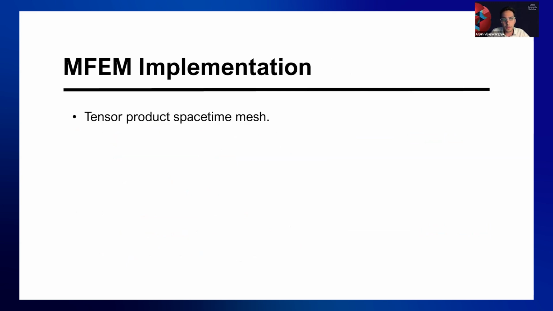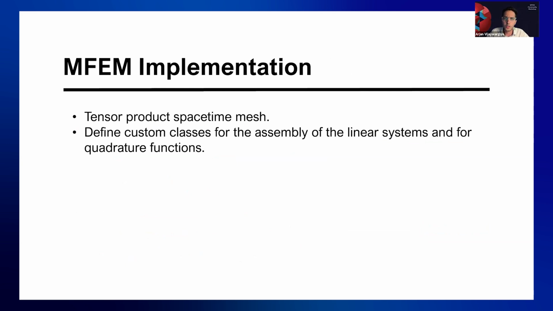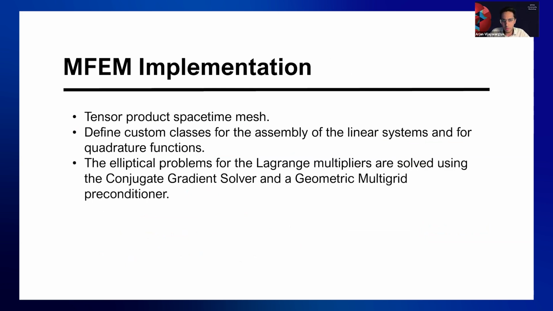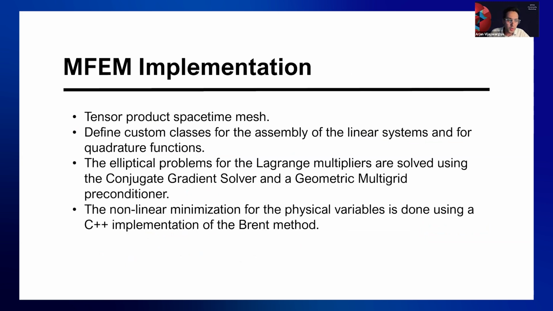As I said, my mesh is going to be a tensor product spacetime mesh. We define our custom classes for the assembly of the linear systems that are involved, and for defining our quadrature functions and operating on them. Once we have these, the elliptic problems for the Lagrange multipliers are solved using the conjugate gradient solver in MFEM, and we use a geometric multigrid preconditioner. The nonlinear optimization for the physical variables at each degree of freedom is done using a C++ implementation of the Brent method, which I believe uses a combination of bisection method and golden section search.